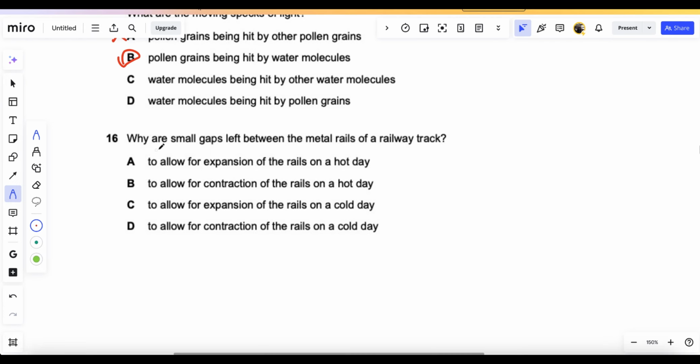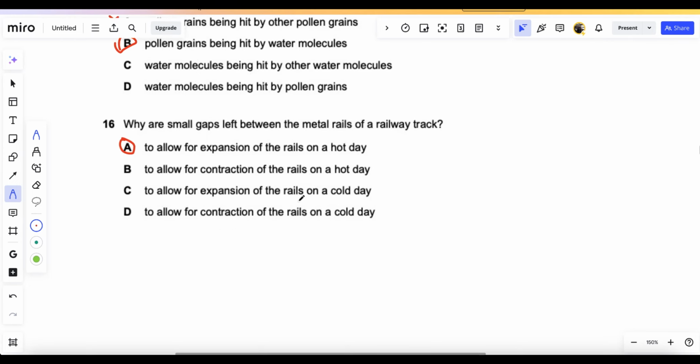Why are small gaps left between the metal rails of a railway track? To allow for expansion, yes. But we will see, because I know they will write more than one expansion. To allow for expansion of the rail on a hot day. Super correct. But let's see. To allow for contraction, no. To allow for expansion of the rail on a cold day, no. So the answer is A: to allow for expansion of the rail on a hot day.